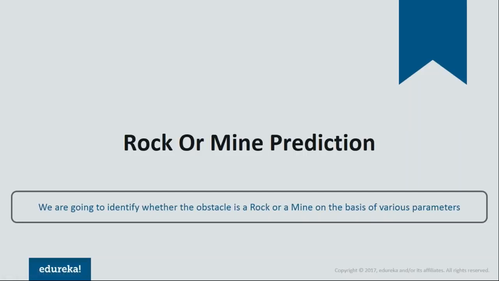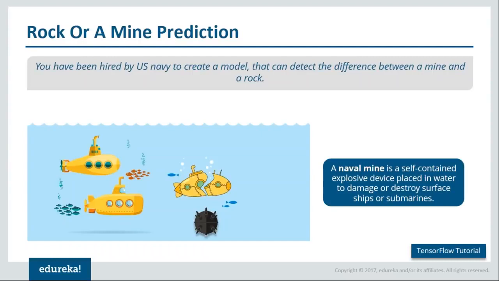Naval Mine Identifier is a pretty serious problem in which one needs to identify whether an obstacle is a rock or a mine on the basis of sonar signals bounced or reflected by it. So let's get into the details of this use case.